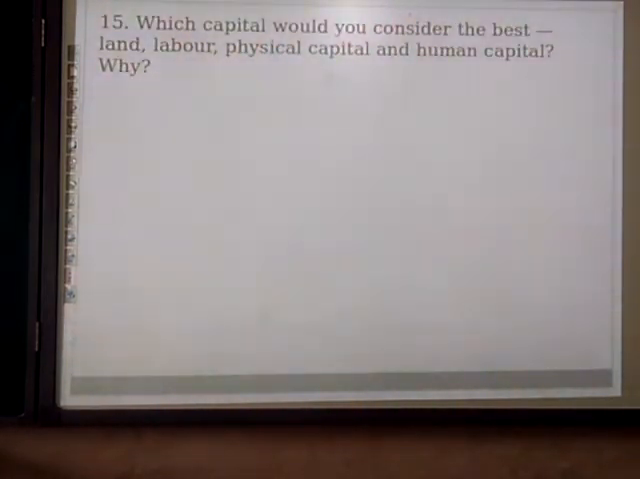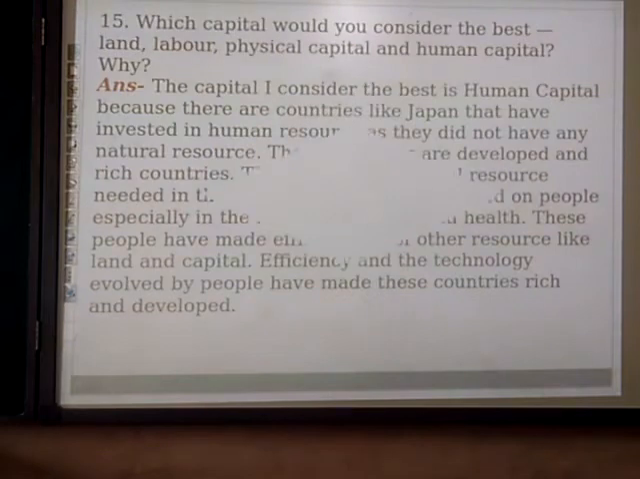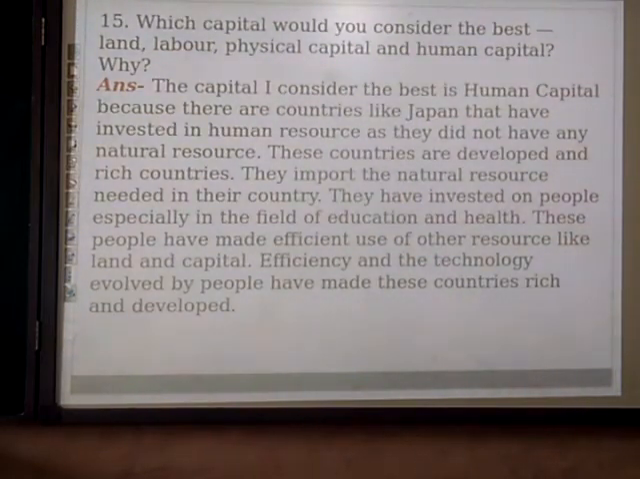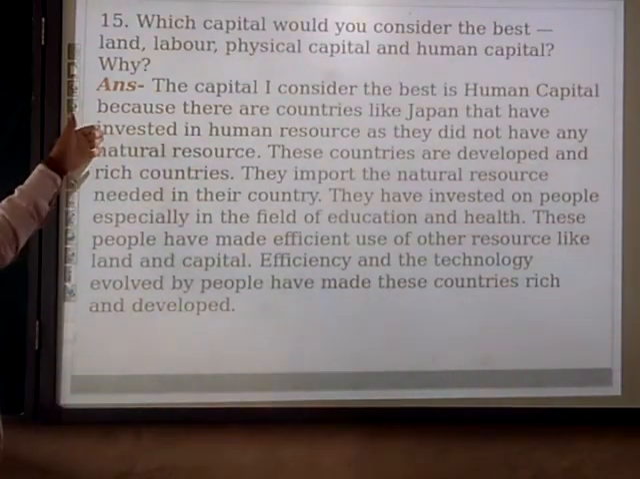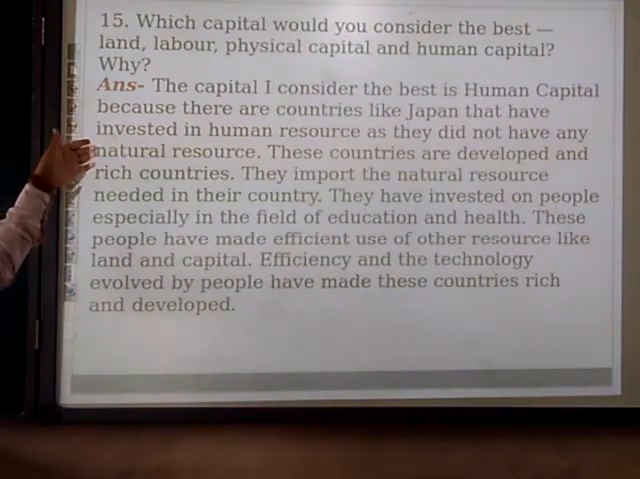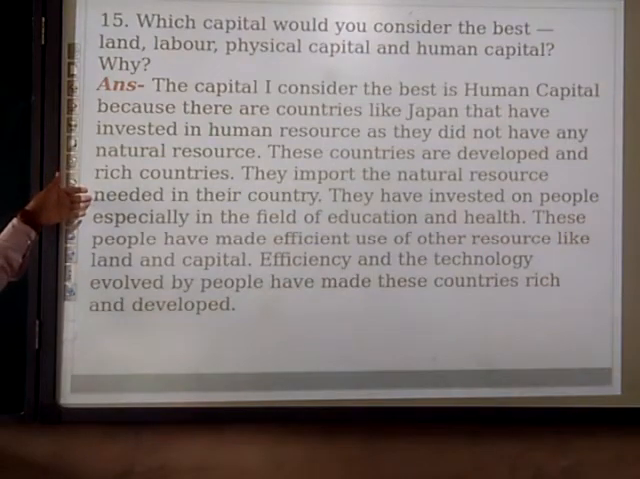Question number 15. Which capital would you consider the best? Land, labor, physical capital and human capital. So, which is the best one? So, human capital is the best one. The capital I consider the best is human capital because there are countries like Japan that have invested in human resources as they did not have any natural resource. These countries are developed and rich countries. They import the natural resource needed in their country.